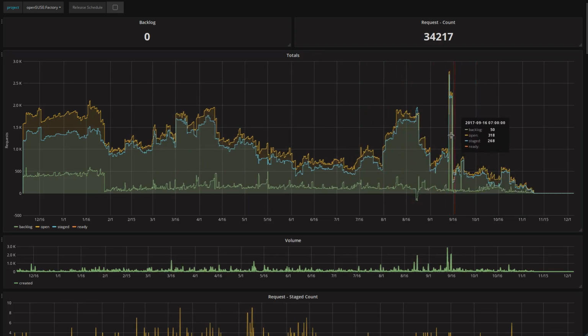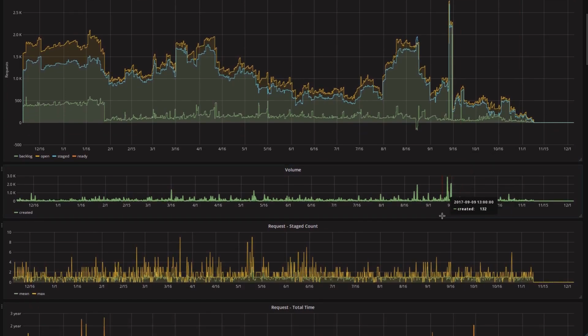For example, I know that this is actually a big Haskell package submission. So you can see it's a big spike up there to like 2,700, and then accepted very quickly afterwards because they were basically all in one big staging. Again, you can see that on the volumes.